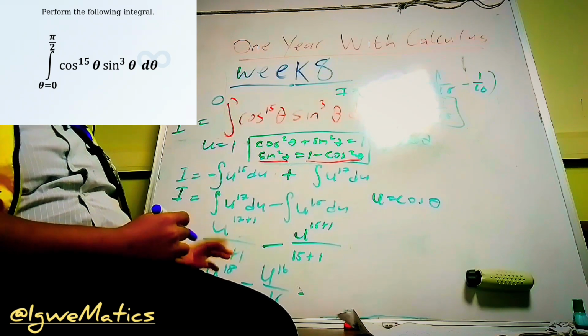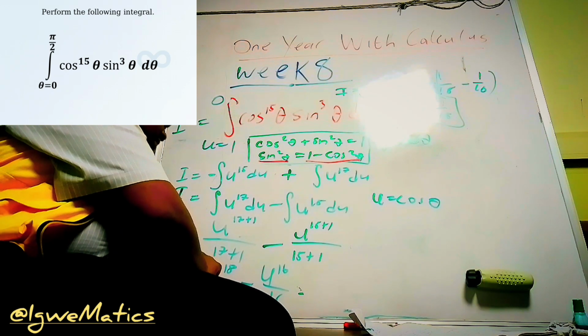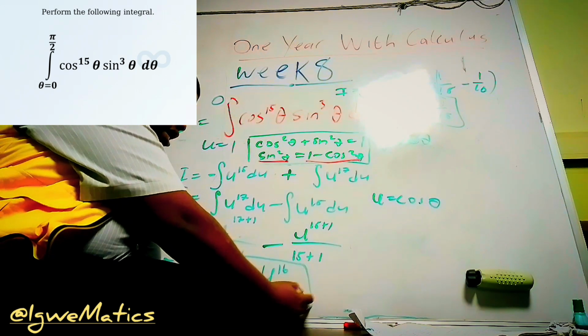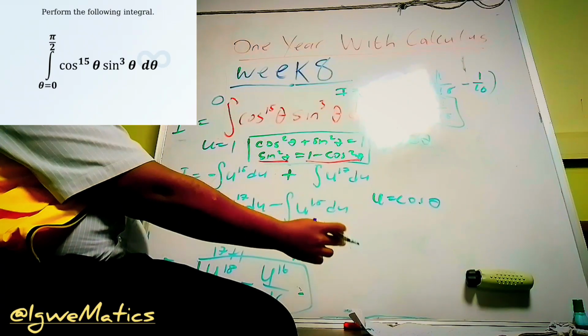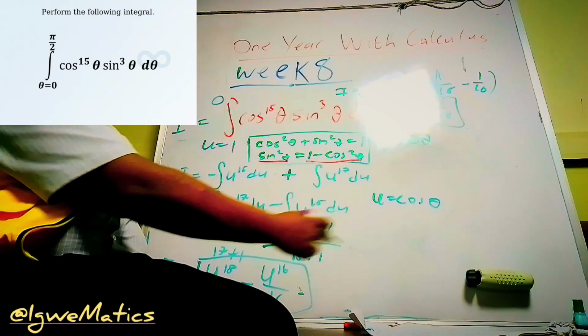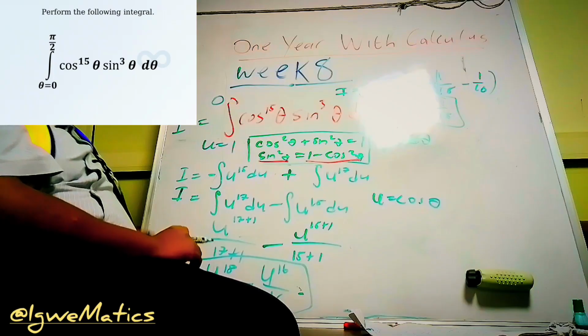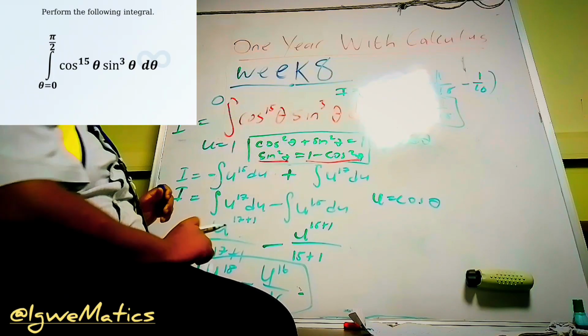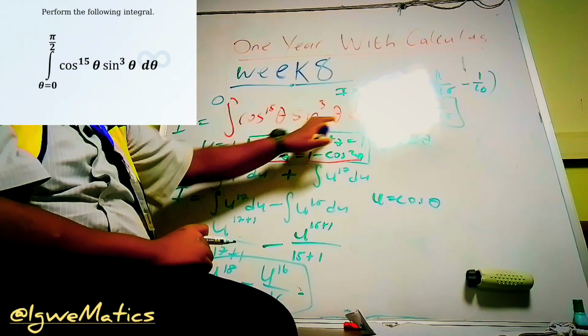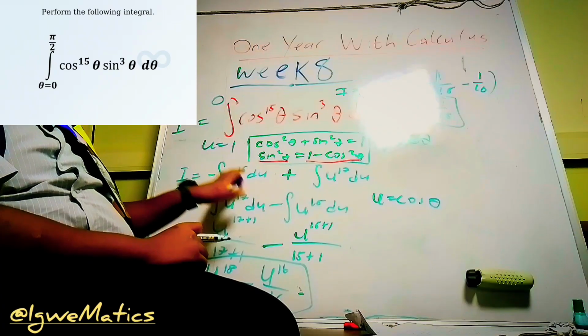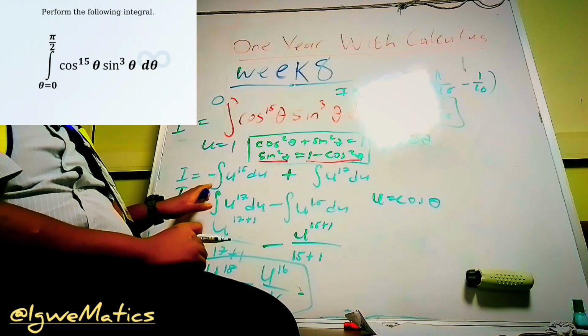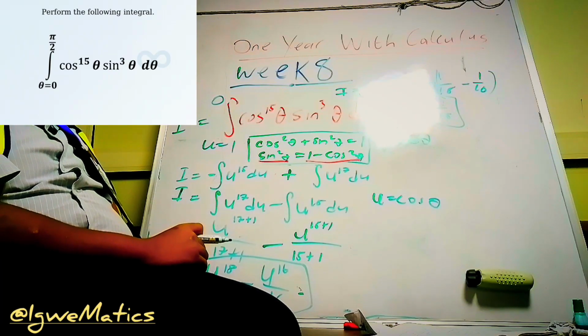So if you apply the same thing here, this is now going to be our final answer: u to the power of 18 over 18 minus u to the power of 16 over 16. This will be our new final answer, because now we're integrating over u. Here you were having theta, but remember, we solved in terms of u. So we're now going to be integrating over u.